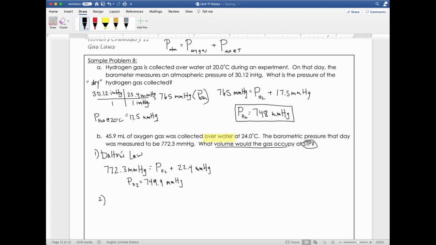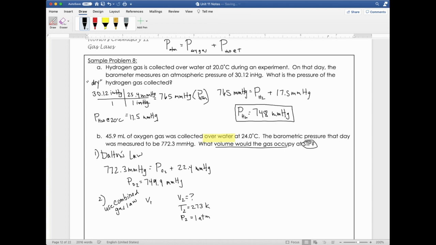So this is the pressure of just that oxygen gas without that added water vapor in there. However, the question is not asking us for that. The question is asking what volume the gas is at STP. So we want to know the volume at standard temperature, which is 273 Kelvin, and at standard pressure, which is 1 atmosphere. We have all of these initial conditions, so we're going to use the combined gas law. I don't know why I forgot to write that.